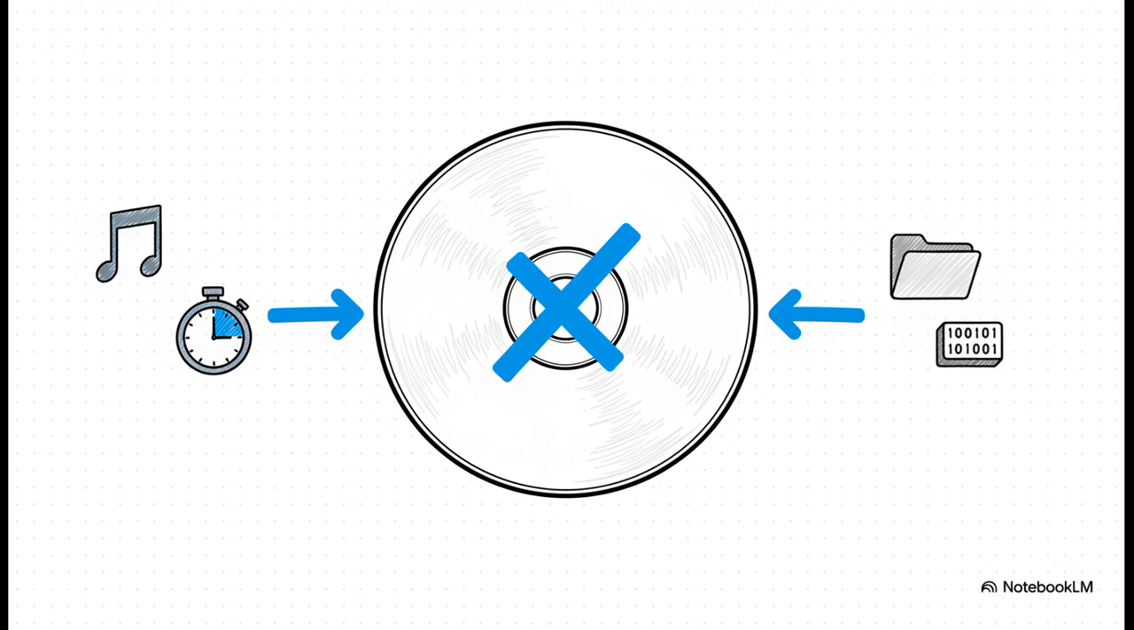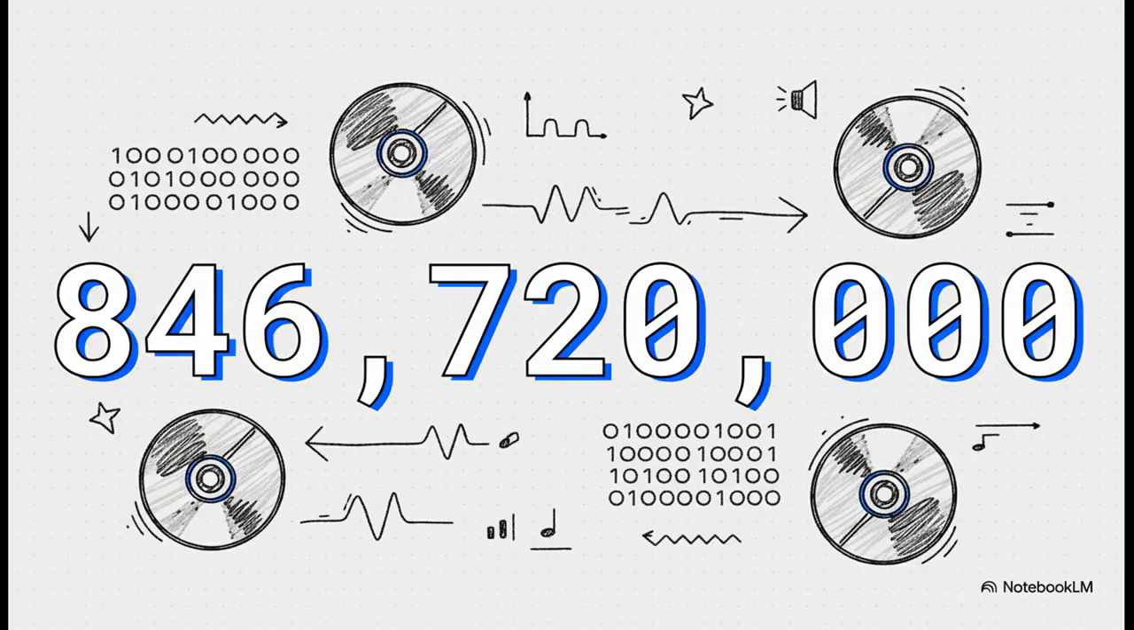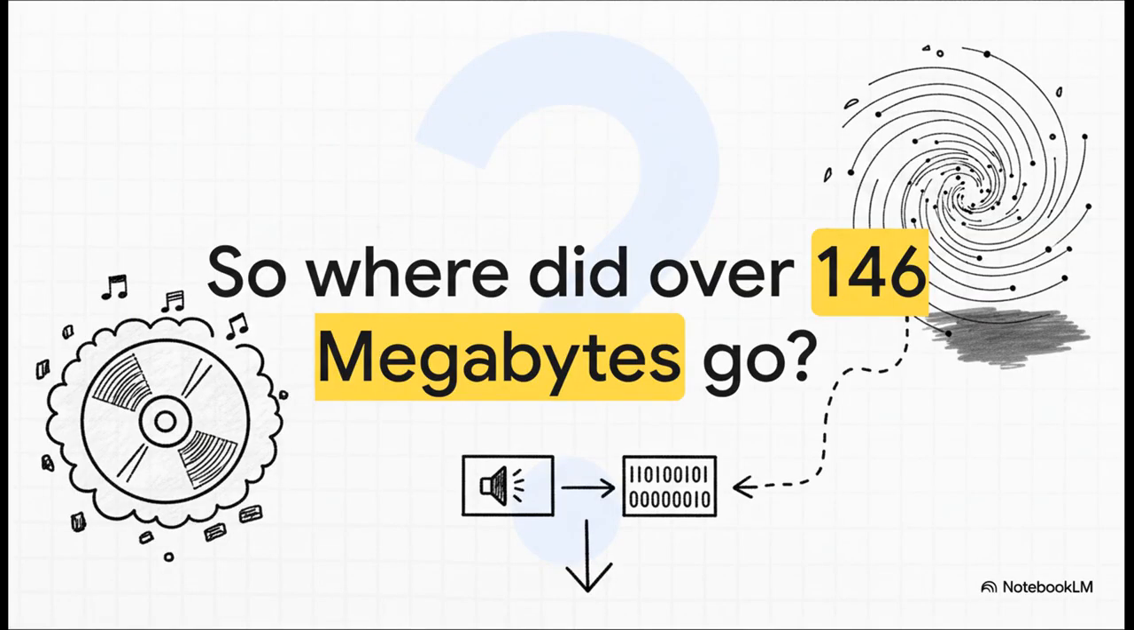Not even close. Okay, let's just do the math for a second. Standard CD audio, that's stereo, 16-bit at 44,100 samples a second. That works out to exactly 176,400 bytes of data for every single second of music. So you multiply that by 60 seconds to get a minute, and then by 80 minutes for the whole disc, and you get this number. A whopping 846,720,000 bytes. That is not 700 million.